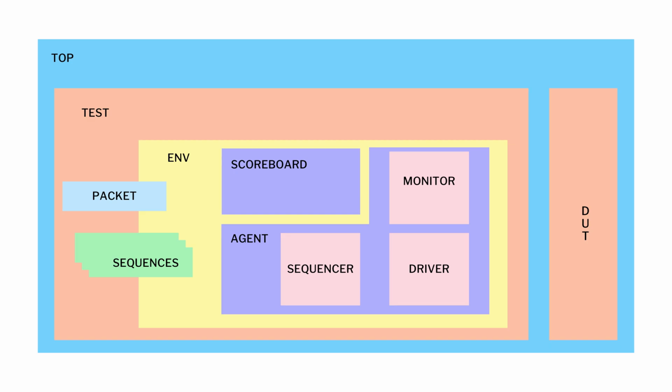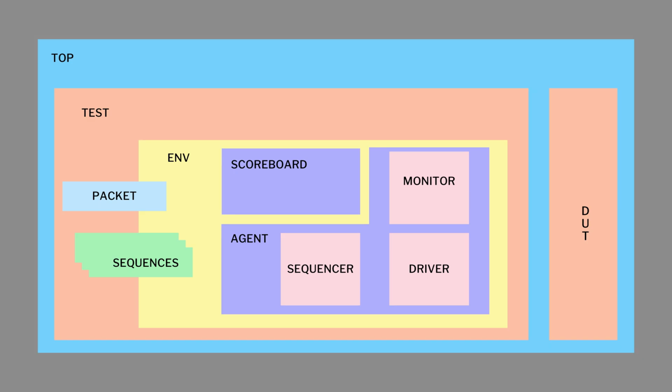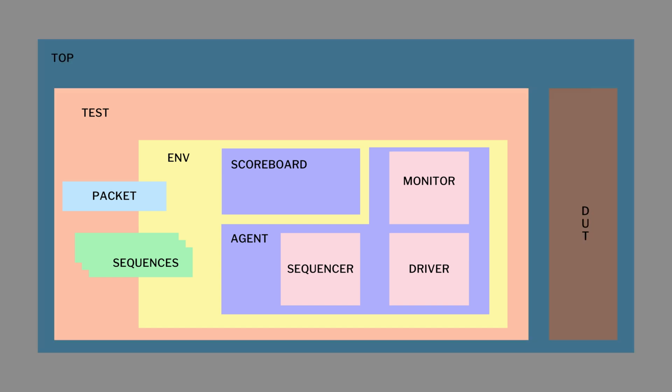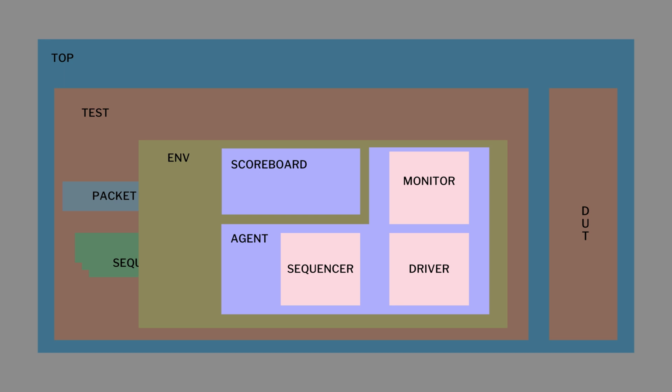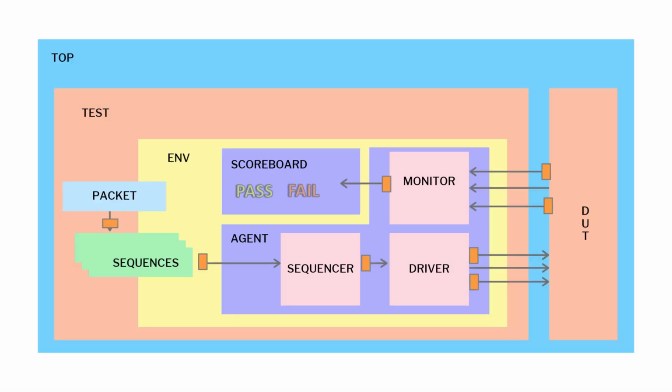So a general block diagram can be something like this, where you have the top which contains your test and the design that needs to be verified. Test has an environment component along with sequence and packet objects. Environment will further have agent and scoreboard. Agent is a combination of sequencer, driver and monitor encapsulated into a class, while scoreboard keeps track of results from the design. Let's see a basic flow.